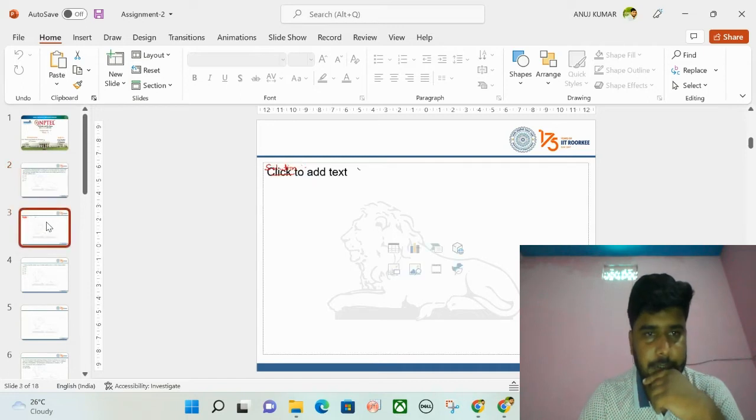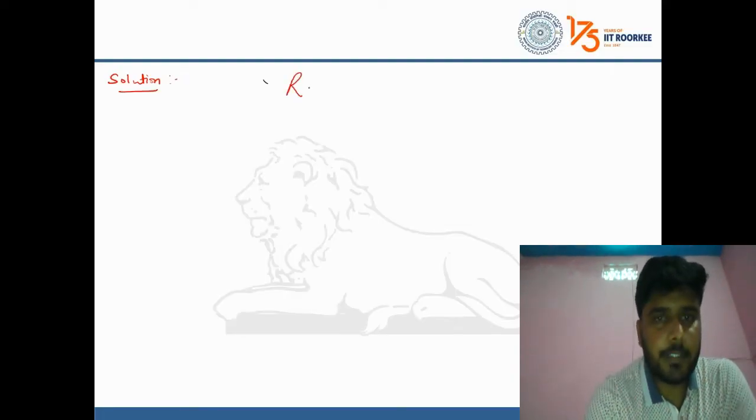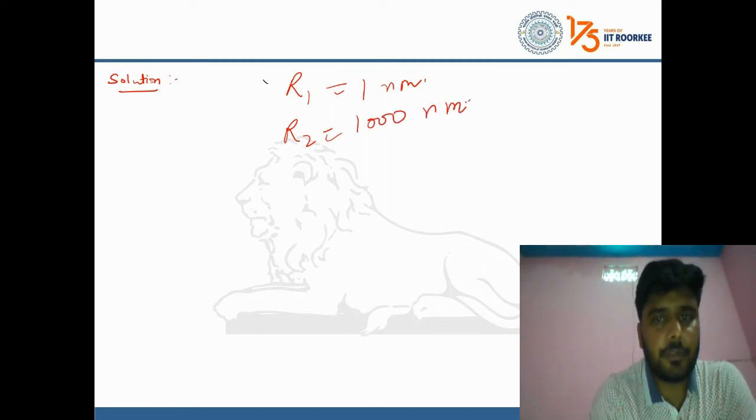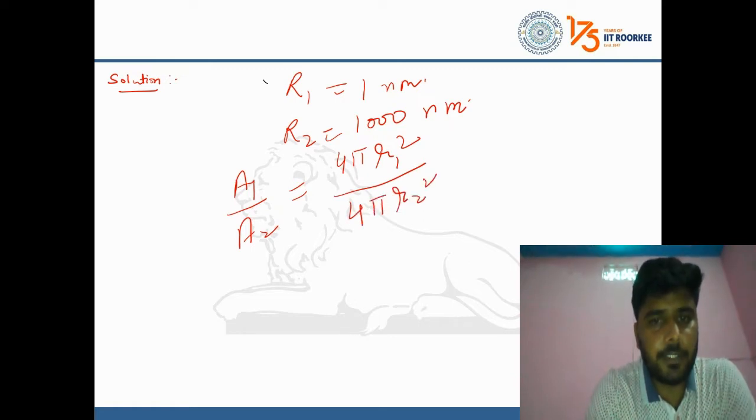So what is given here? Okay. So one spherical particle is having a radius 1 nanometer, and second is 1000 nanometer. Okay, so you have to just calculate the ratio of smaller particles to the larger particles. So you just need to expand the formula for area of the spherical particle, that is 4 pi r1 square, 4 pi r2 square. Sorry, 4 pi r1 and r2 square.